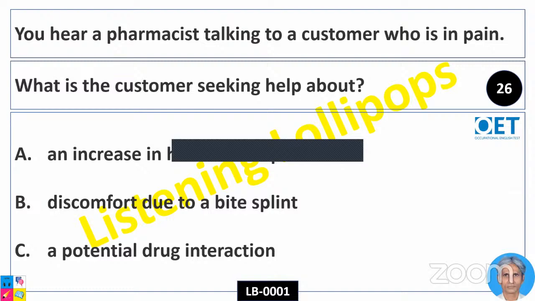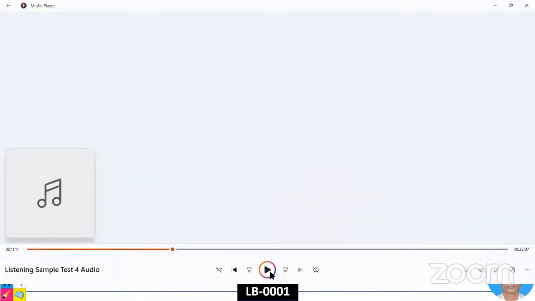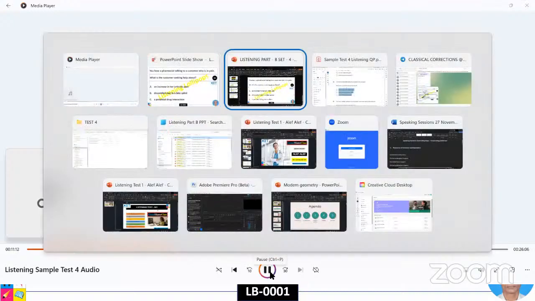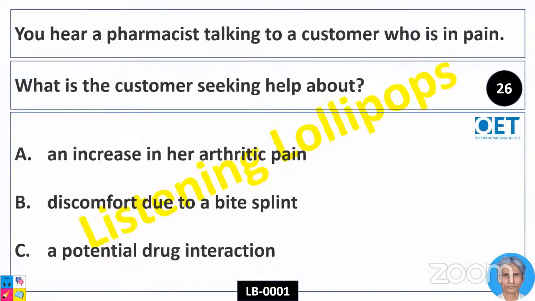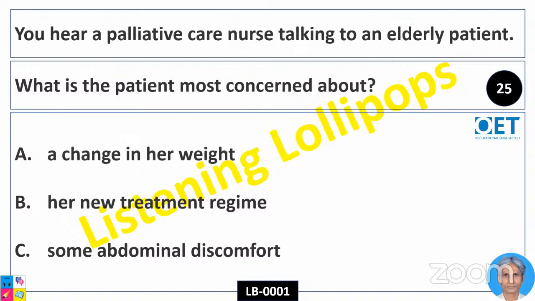Get ready. Listen. Complete your answers as you listen. Now look at question 25. You hear a palliative care nurse talking to an elderly patient. Now read the question.